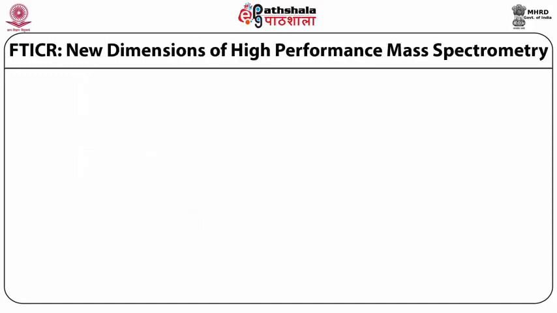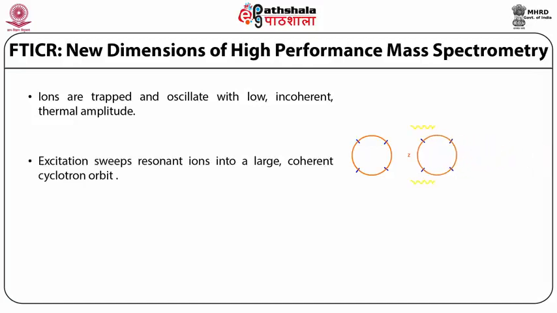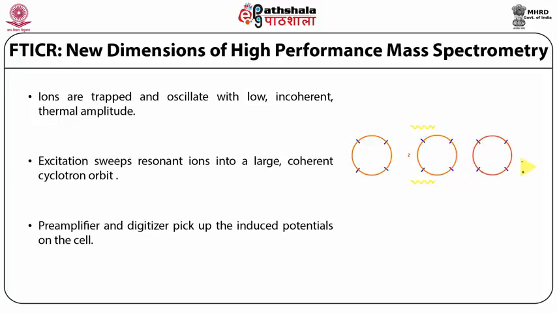Actually, FT-ICR is known as the new dimension of high performance mass spectrometry. It has given the mass spectrometrist an opportunity to enter into a new generation of mass spectrometers. Ions here are trapped and oscillate with low incoherent thermal amplitude. The excitation sweeps resonant ions into a large coherent cyclotron orbit, and the preamplifier and digitizer pick up the induced potentials on the cell.